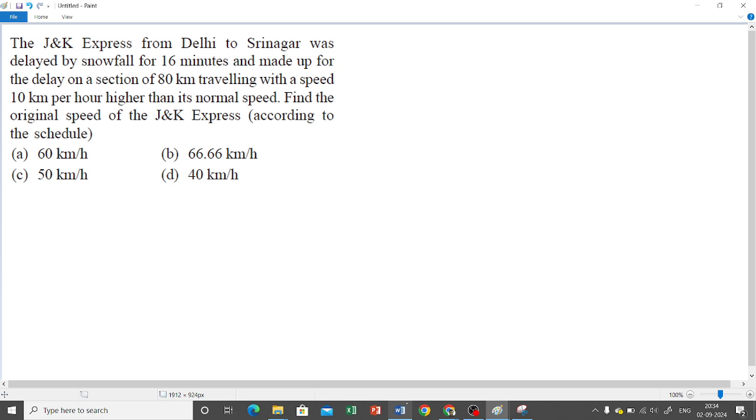The Jammu and Kashmir Express from Delhi to Srinagar was delayed by snowfall for 16 minutes and made up for the delay on a section of 80 kilometers.